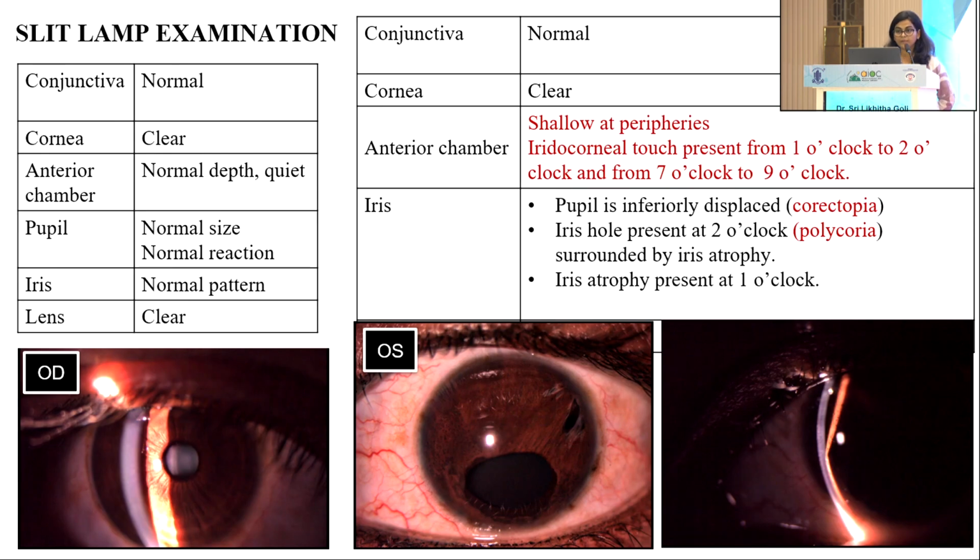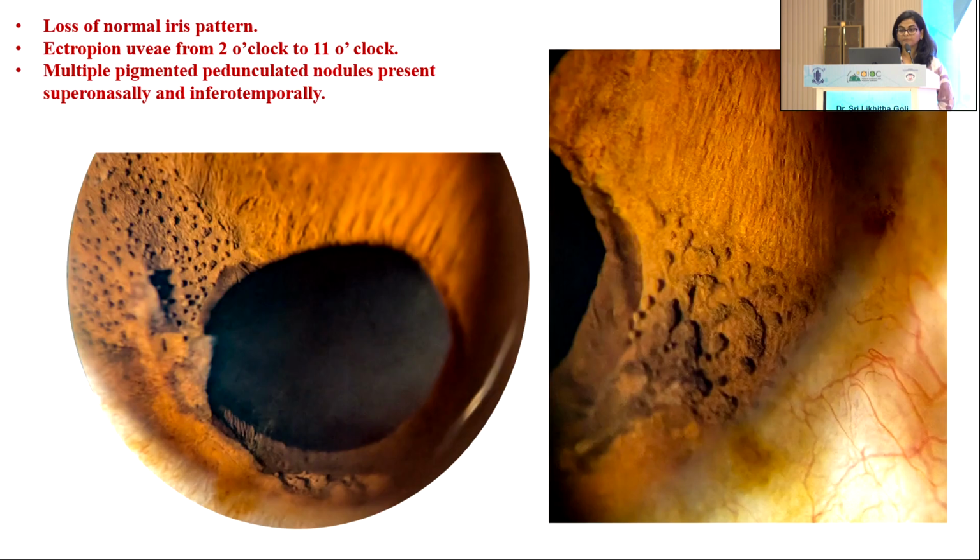Coming to the slit lamp examination, the right eye is normal. In the left eye, the anterior chamber is shallow, mainly at the peripheries, with iridocorneal touch present from 1 o'clock to 2 o'clock and from 7 o'clock to 9 o'clock. The pupil is inferiorly displaced and a full thickness iris hole is present at 2 o'clock, which is surrounded by iris atrophy. Iris atrophy is also present at 1 o'clock.